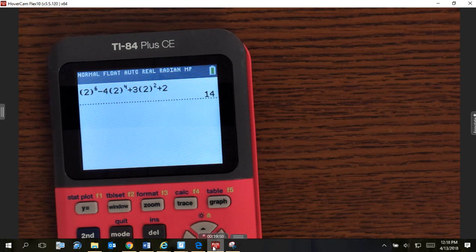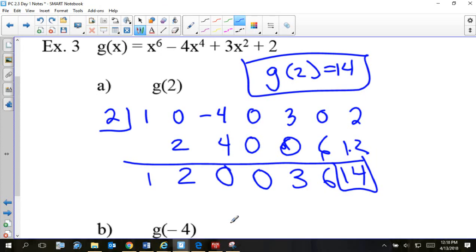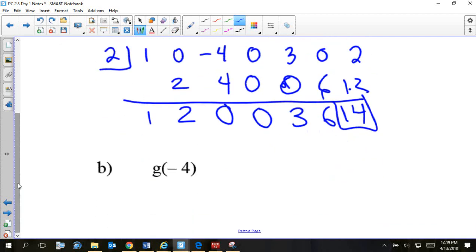Personally, depending on the question, I could have done the synthetic division way faster than it would have even taken me to type it in the calculator. Or if you're using a non-calculator test or quiz, and you have to do g of 2, I don't want to do all that by hand. It was easier to do it that way. So it has advantages. How about this one? G of negative 4? Let's try it.